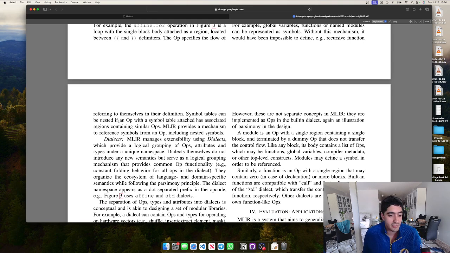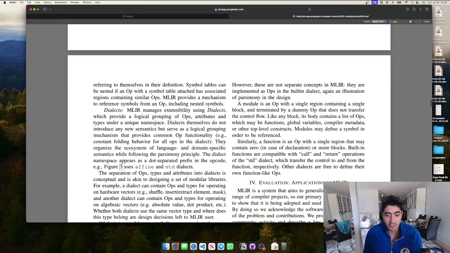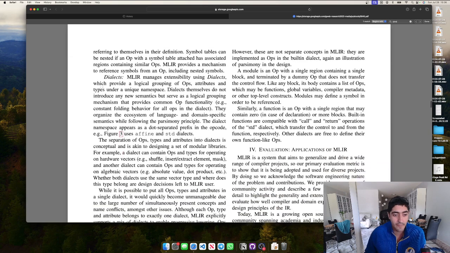Symbol tables can be nested if an operation with a symbol table attached has associated regions containing similar operations. MLIR provides a mechanism to reference symbols from an operation, including nested symbols. So we get to dialects. Dialects are a big thing also in LLVM.